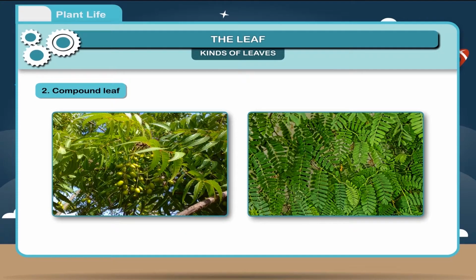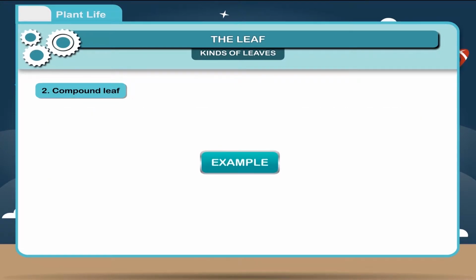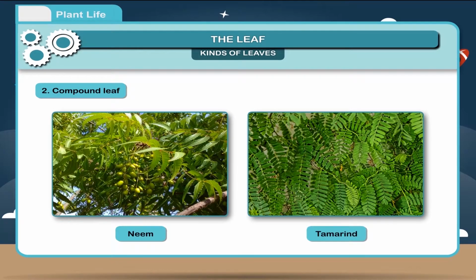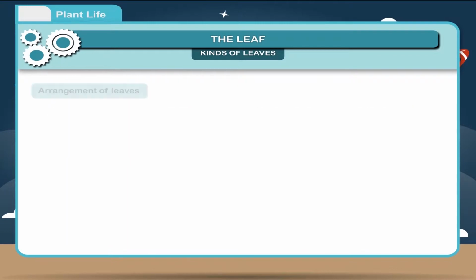2. Compound leaf. When the lamina is cut down up to the midrib or petiole to form many leaflets, such a leaf is called a compound leaf. The stalk or main stem of a compound leaf is called rachis. Example, leaves of neem, tamarind, etc.